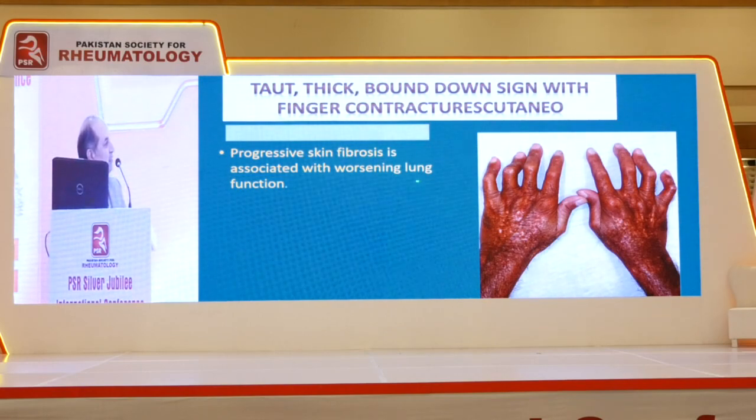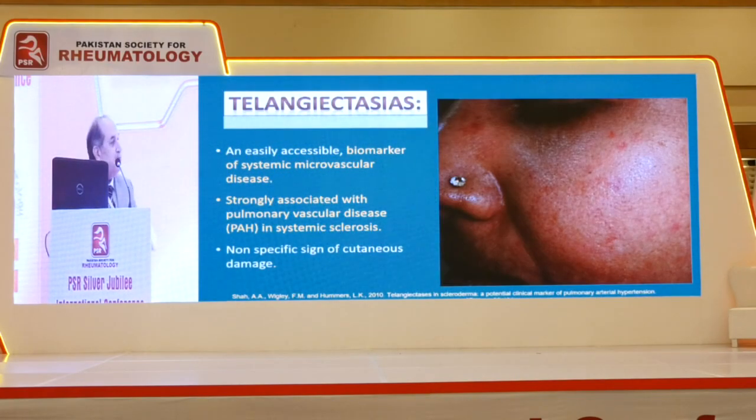The hands, where the skin is taut, thick, shiny and hide-bound with contractures of the fingers, that is fibrosis. This progressive skin fibrosis in scleroderma is associated with worsening lung function. So we must evaluate the lung function in patients with scleroderma.